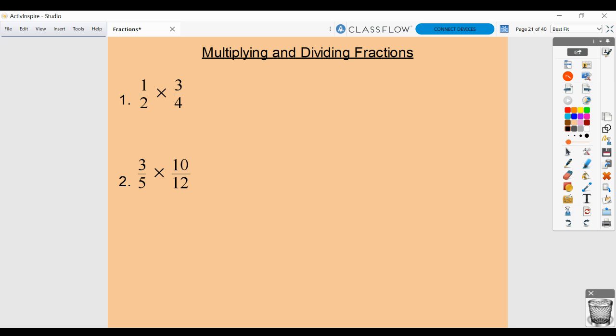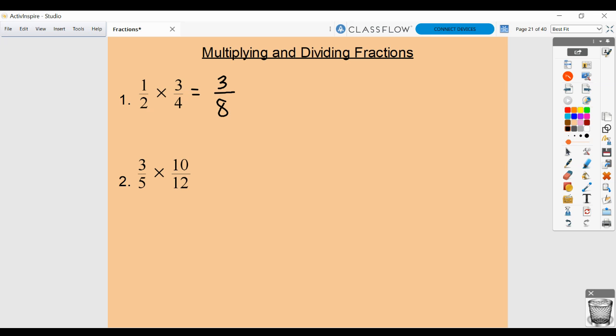Okay, so for the first two examples, we are multiplying. So you can just multiply straight across. So 1 times 3 is 3. 2 times 4 is 8. Now remember, you want to simplify these fractions also, but 3/8 does not simplify.